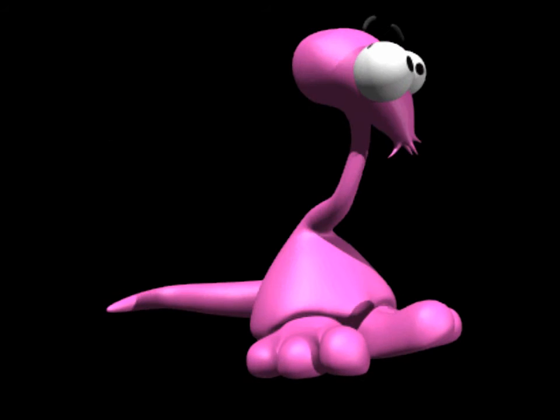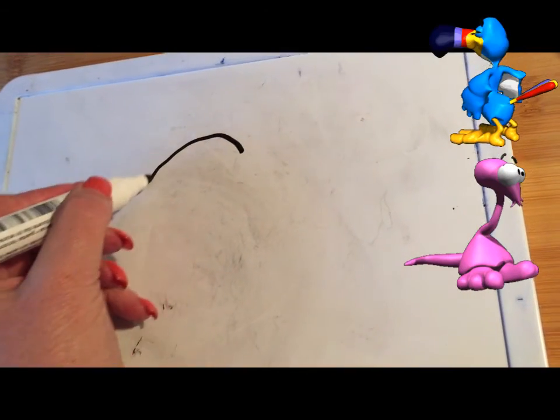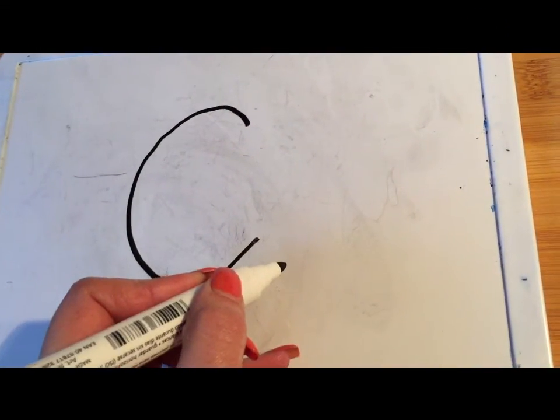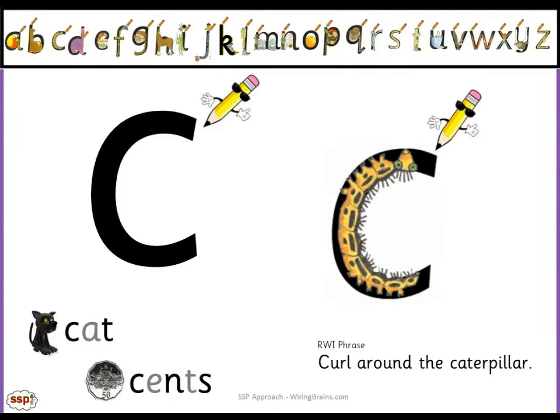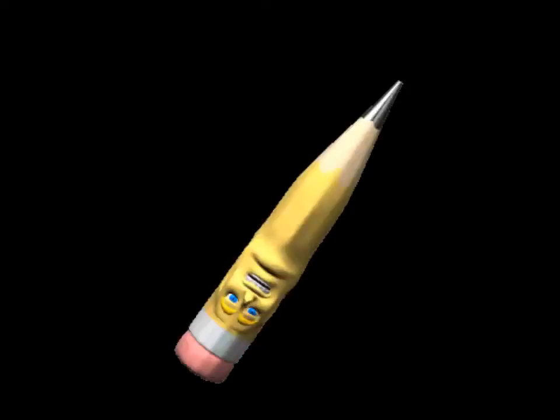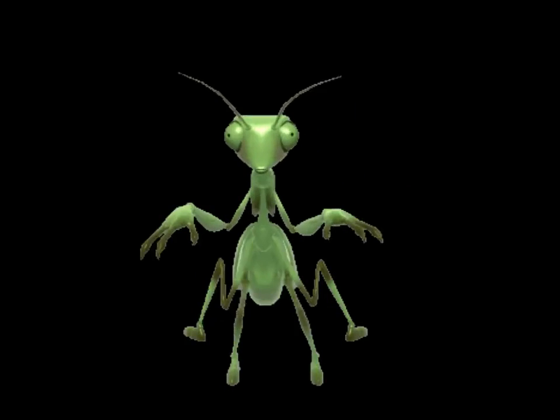Monster k and monster s. K or s. K at cat, s at sense. Curl around the caterpillar. Curl around the caterpillar. Rub it off. Are you ready?